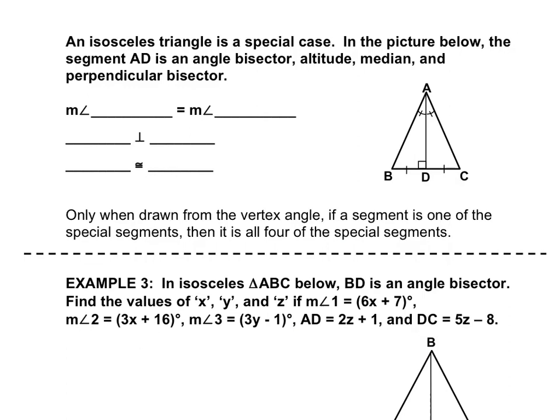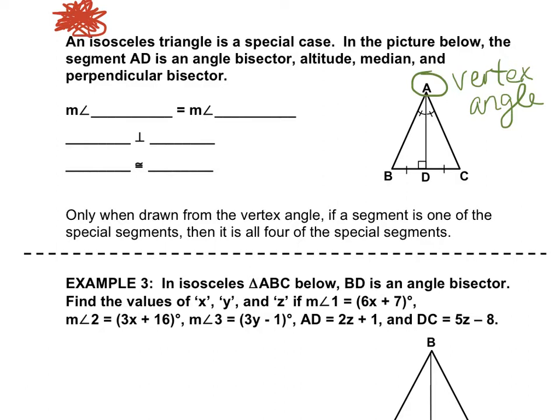An isosceles triangle case. An isosceles triangle is a special case. You need to put a star by this. This is something you need to remember. Okay? An isosceles triangle has a special property when drawing that segment from the vertex angle. So this is my vertex angle. And B and C are my two base angles.